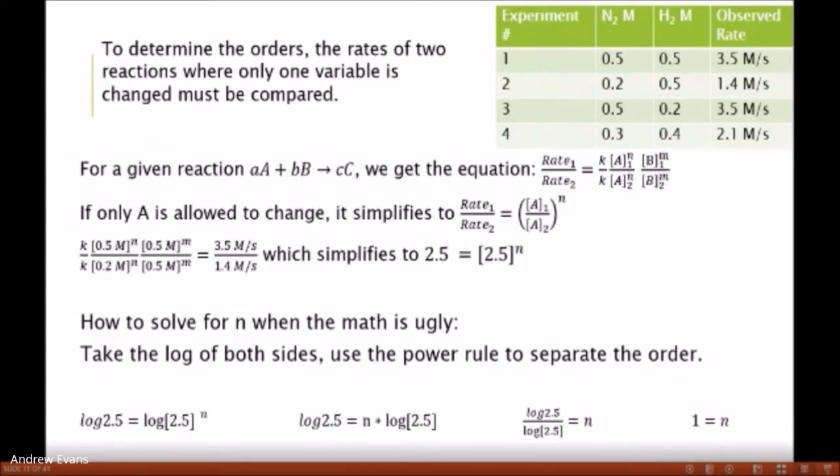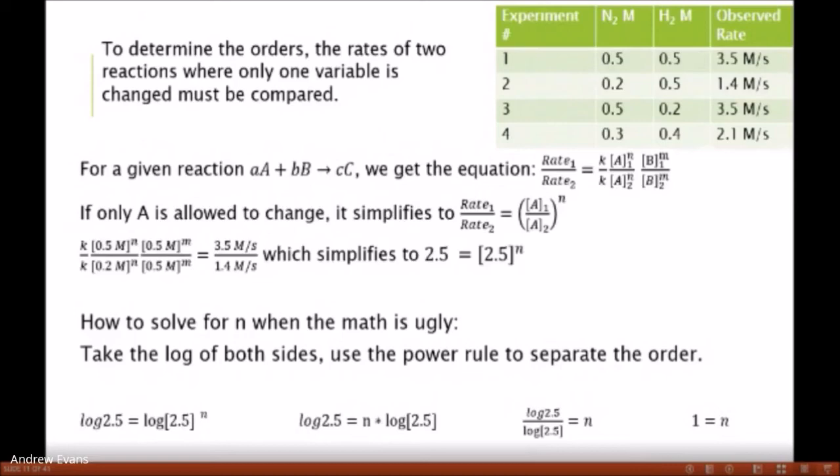So, to determine a reaction order, we're going to vary the concentrations of two reactants where only one variable is changed. This is something we will do in lab, like lab number 3. So we'll compare the rate of one with the concentrations of one. What we can do is set rate 1 over rate 2 equal to k1 over k2, times A1 over A2 raised to the power of n, times B1 over B2 raised to the power of m. It doesn't really matter which one you call m and n.